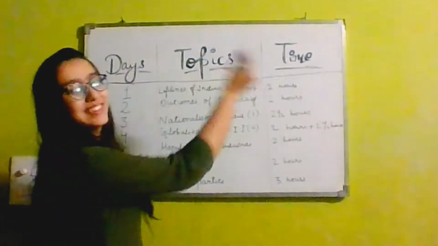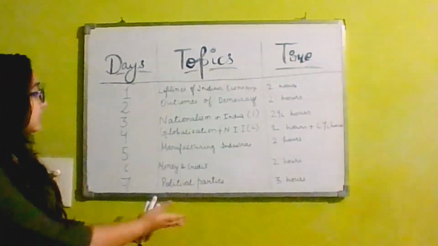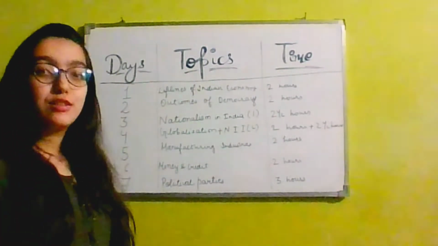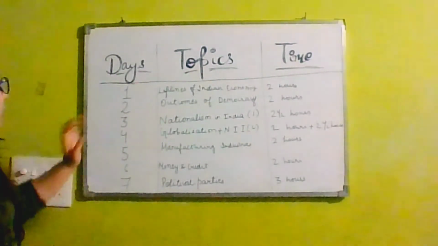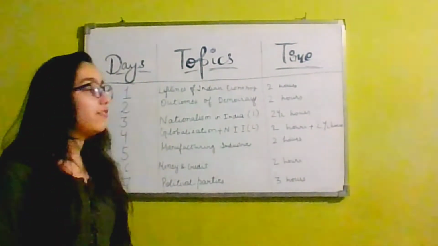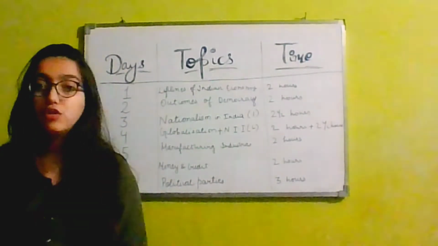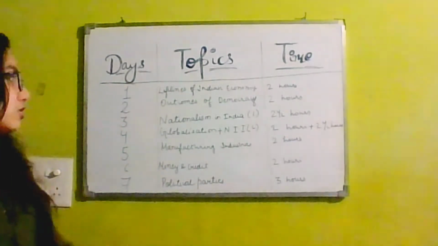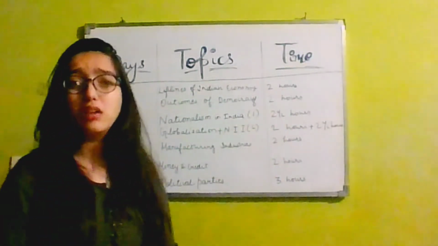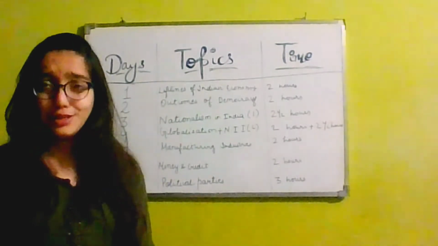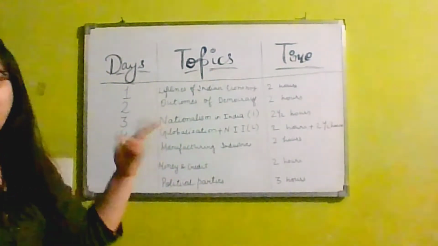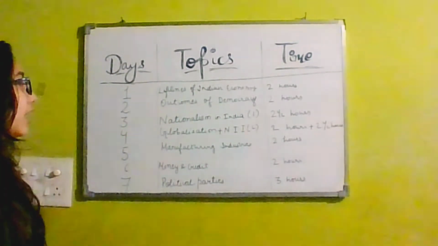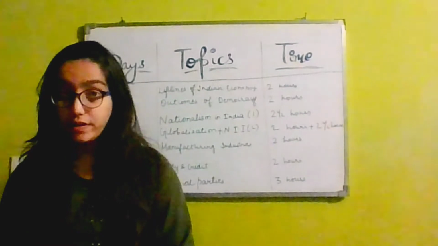So let's get started. This is the timetable you have to follow for all these 7 days. Let's have a look. On day 1, you have to study Lifelines of Indian Economy. You already know the steps in which you want to study all these topics. You just have to give 2 hours to the chapter and done. You will be well prepared for this chapter in just 1 day, 2 hours. On day 2, you have to study Outcomes of Democracy.